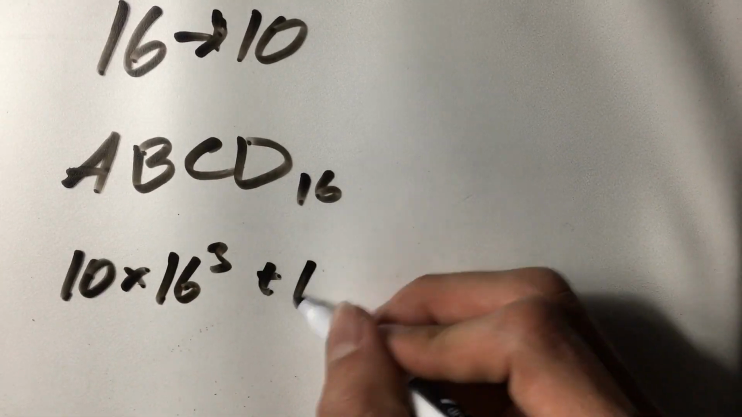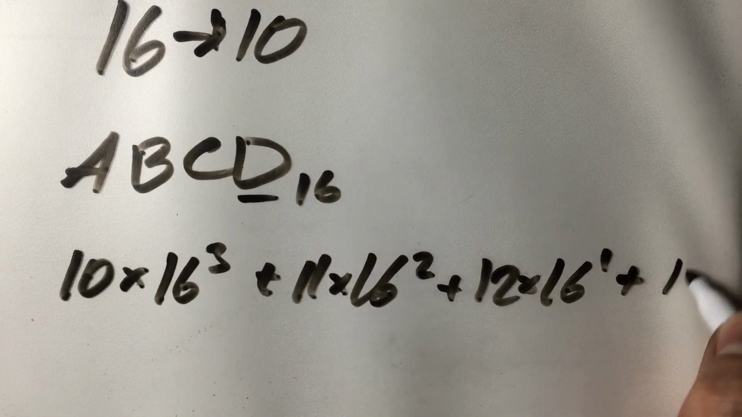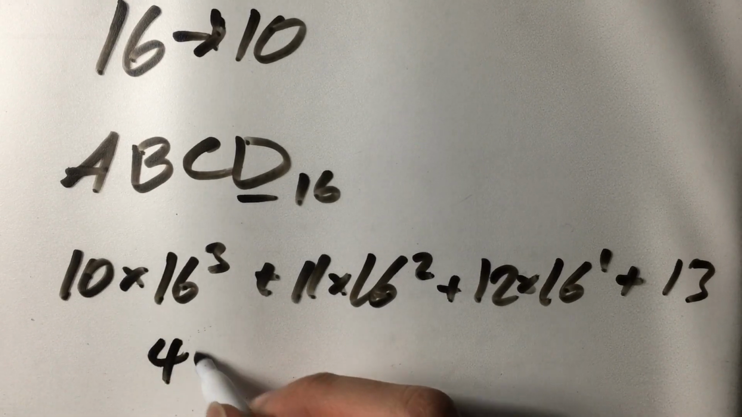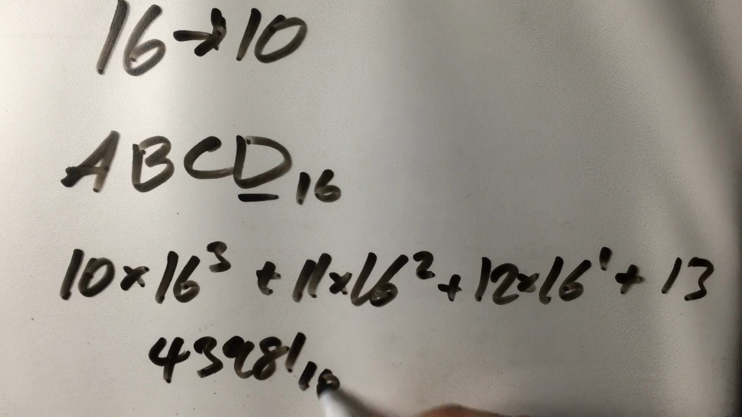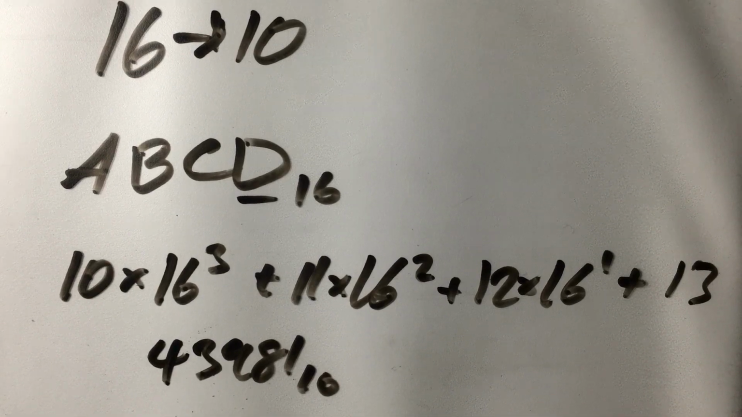Now how about we do that again, but with 16 to 10. So let's go A, B, C, D, because why not? So we have 10 times 16 cubed, plus 11 times 16 squared, plus 12 times 16 to the 1, plus pesky little 13. And what do you know? When we do all the math and we add it all together, we get 43981 in base 10. And now we're done. Oh, thank God, we're actually done!